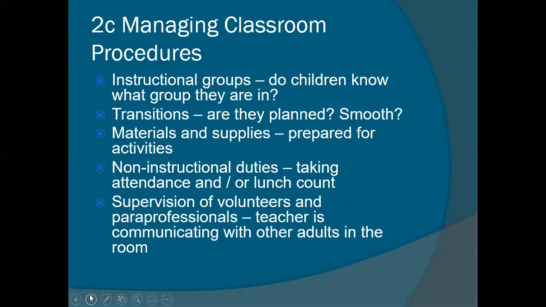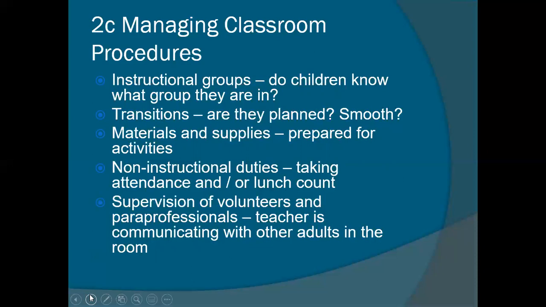This also looks at materials and supplies and preparation for your activities. So when it's time for small group, the kids should be sitting down at the table and materials should be ready to go. If the teacher is now sitting the students down, and then she has to go and gather all the materials for small group, the wait time increases, and it becomes harder to manage those classroom procedures.